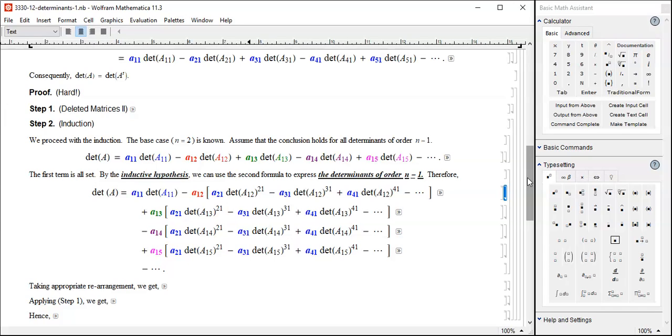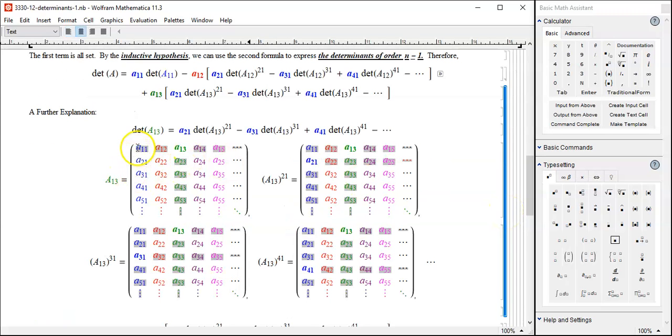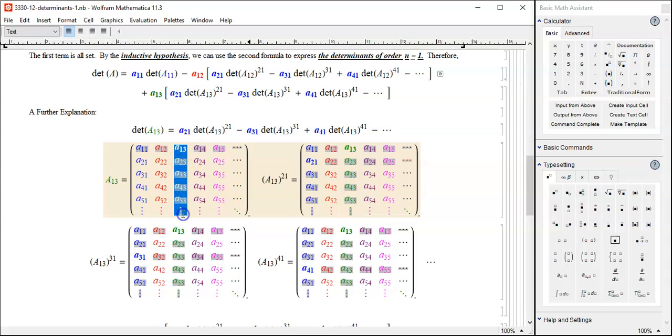Still having a little bit of a hard time? Okay, let's do it again. Let's look at this A13. And that's equivalent to this. How does that work? Well, here's A13. Original matrix and first row, third column gone. Okay, so what's left is A13.